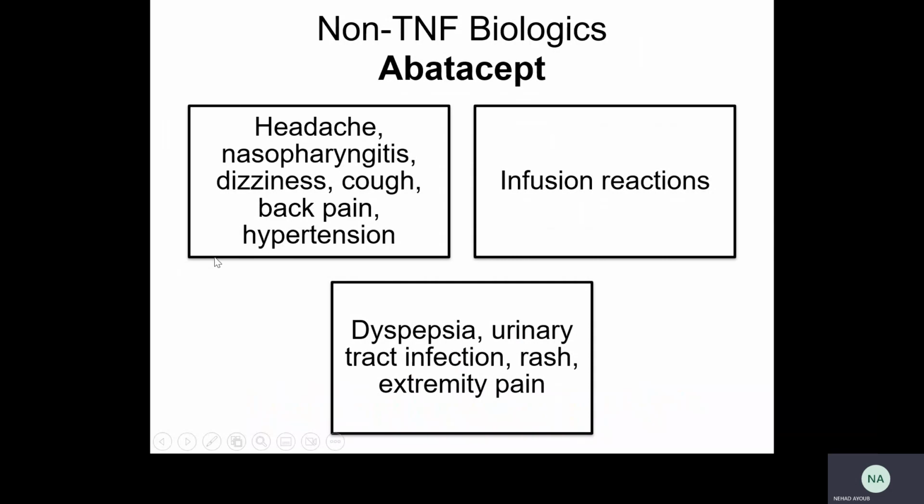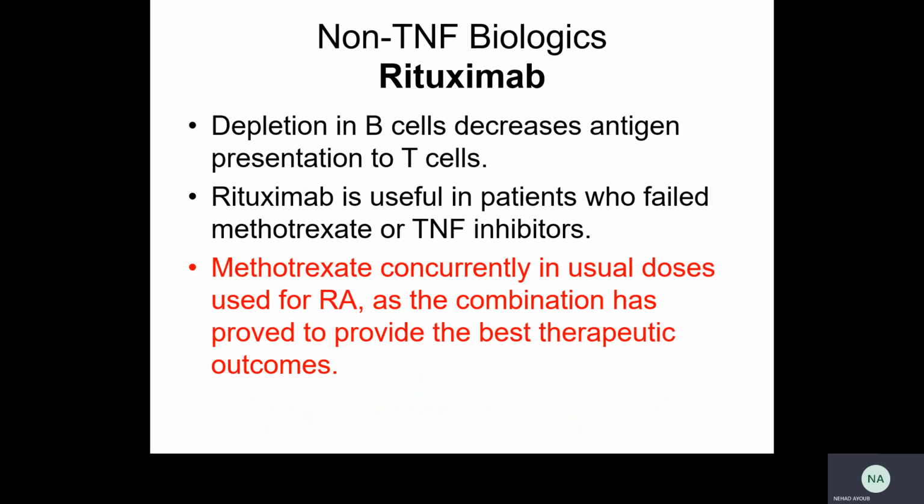Also, blood pressure might increase. The drug might cause hypertension. Patients must be monitored for blood pressure. Another non-TNF biologic is a drug called rituximab. This is a very important drug when we talk about lymphoma management, so we will discuss it in great details in lymphoma. However, rituximab is a chimeric monoclonal antibody. The target here is CD20 molecules on B cells.